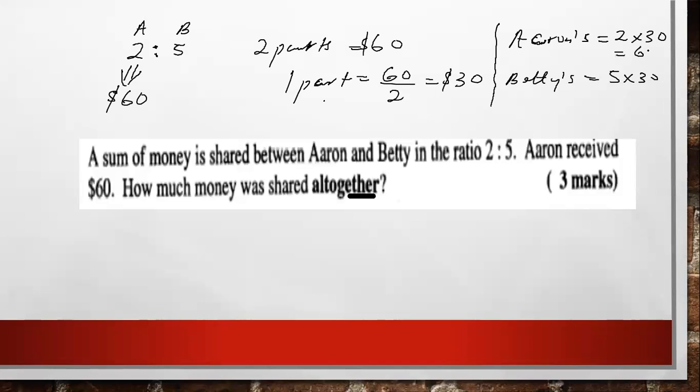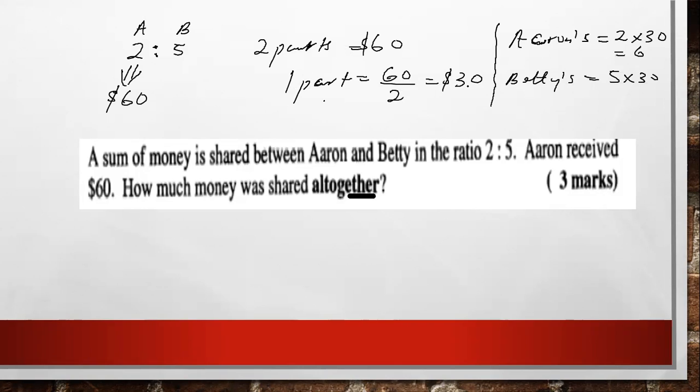Excuse me, sir. Yes, go ahead. So I would never use what, the 60? No, because the 60 is two parts. And your reference point is using one part. So once you know what is one part, you can find 10 parts, 20 parts, depending on whatever you are given. So remember that you say two parts is equal to 60, right? Therefore, one part would have been 60 divided by 2, which gives you 30.